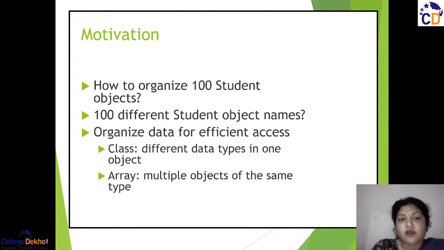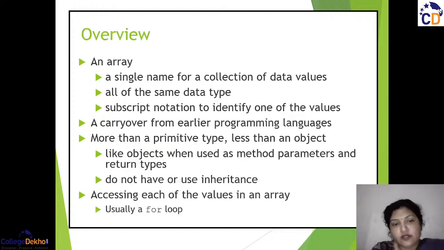Array: multiple objects of the same type. Now, what do you mean by same type? When we are talking about same type, it is a collection of homogeneous data types. If you are going to store the marks, that means all the marks are integer values. You cannot have a name in between them, right? So this is the usage of arrays. When we have a homogeneous collection of data, we will be using arrays.